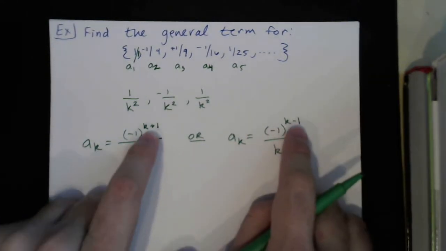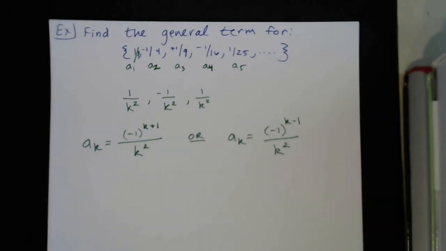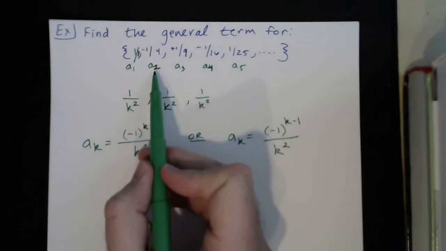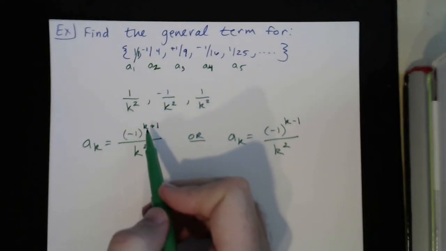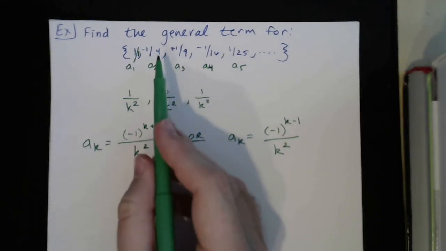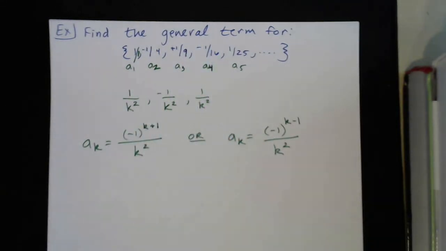These are the two ways to change the sign from the traditional, when it's an even index, we would have -1 to the k would be positive, whereas now we want the even indices to be negative. So either k plus 1 or k minus 1. Either of these is fine.